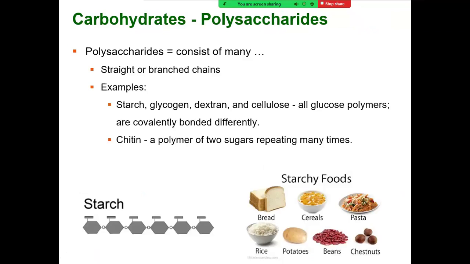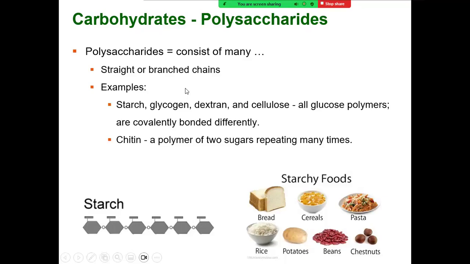Carbohydrates include the polysaccharides. A polysaccharide is a carbohydrate consisting of many monomers. Starch is the simplest polysaccharide, simply a straight chain of glucose held together one after the other. Many glucose molecules, actually more than six, link together in a linear chain to form the starch.